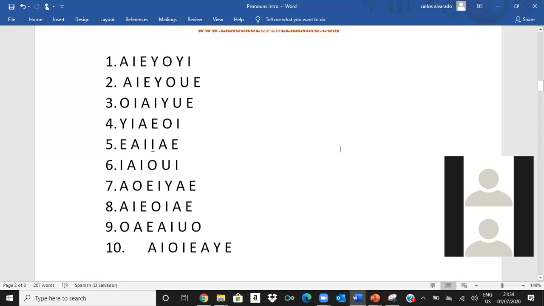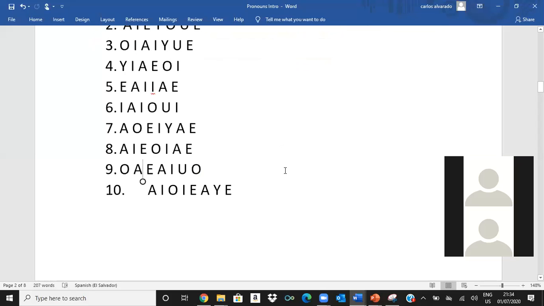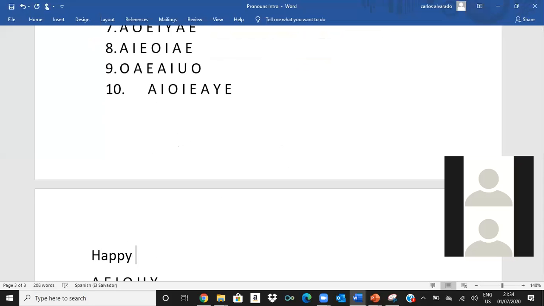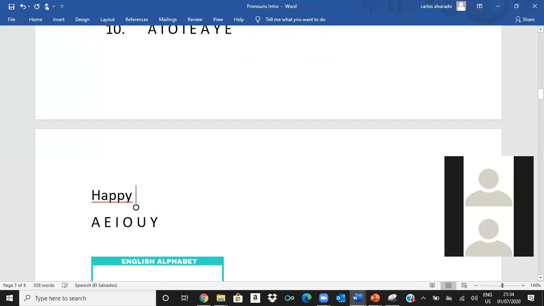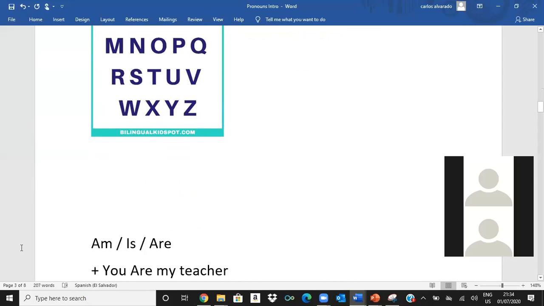So, un repaso rápido ahí de las vowels. Remember, in English, you have A, E, I, O, U. And sometimes we use Y. Sometimes Y puede ser una vocal. ¿Cómo? Por ejemplo, happy. The word happy. It finishes with a Y and it sounds like an I. Okay, so sometimes podemos usarla como una vowel. All right, so practice the alphabet.